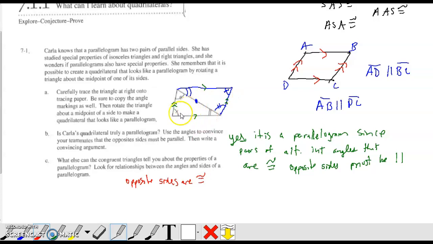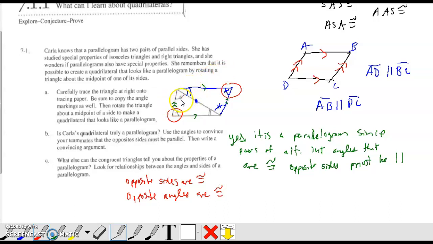We can also say opposite angles, right? So this angle right here and this angle right here are also congruent. So we can say opposite angles are congruent. And it actually also works with this guy right here.